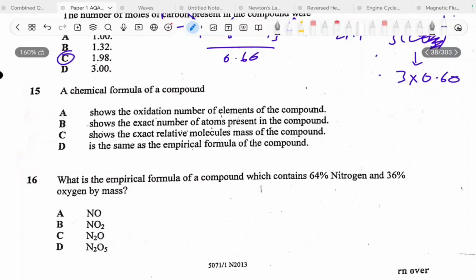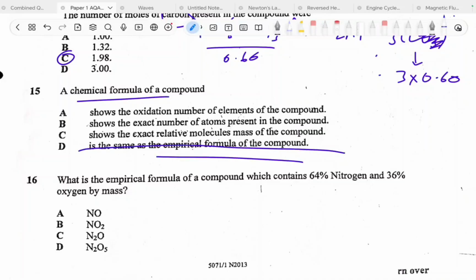Question 15. A chemical formula of a compound shows the oxidation number of this, and so on. Let's see. A chemical formula is not always the same as an empirical formula, so cancel this out. Can it show the relative molecular masses? No, it cannot show that. Cancel that out again.